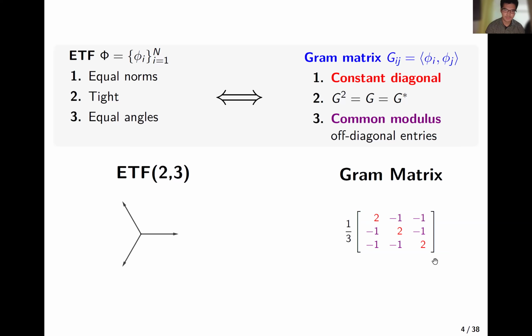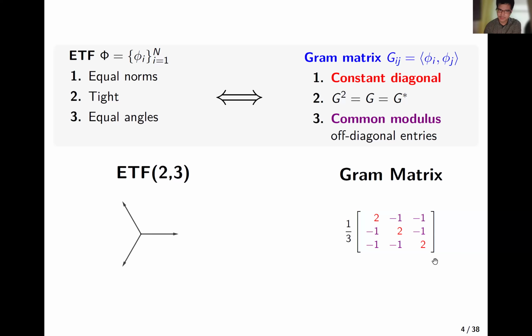Now, the properties of an ETF translate into properties of the Gram matrix. So equal norms mean that my Gram matrix has a constant diagonal. Tightness translates to my Gram matrix being self-adjoint and idempotent. And equal angles for my ETF translate to common modulus off-diagonal entries in my Gram matrix. Now, interestingly, if I have a matrix that satisfies these properties, it actually has to be the Gram matrix of an ETF.